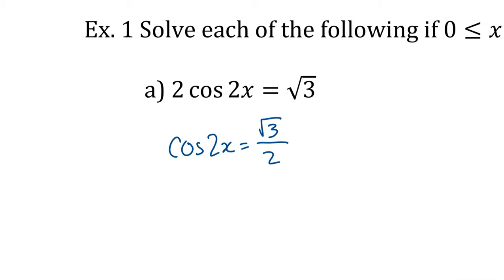Here's the tricky part. Don't write this down yet. If this was cos theta equals root 3 over 2, then theta related would be what? 2 over root 3? No. When it's not reciprocal. Pi over 6. Pi by 6.